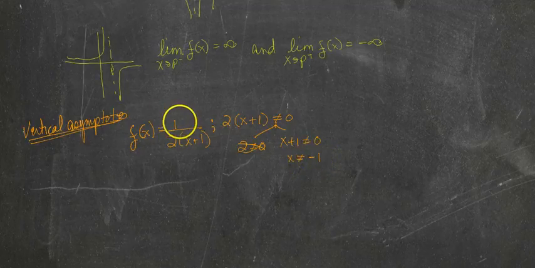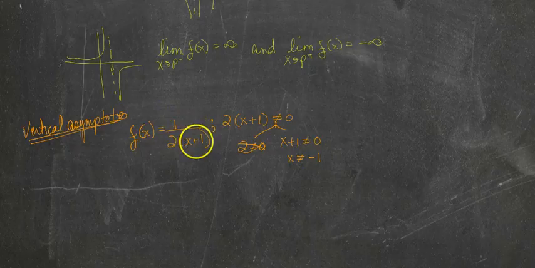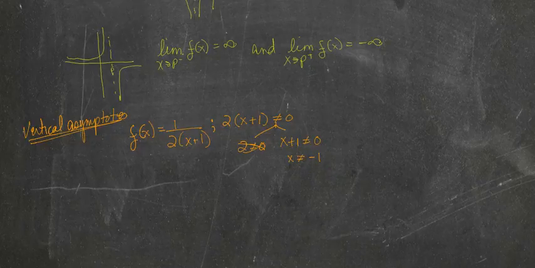Of course, if I had some kind of factoring I could do in the numerator and factoring I could do in the denominator and cancel the problem, then we would know we have a hole. But in this case, it's clearly a vertical asymptote.